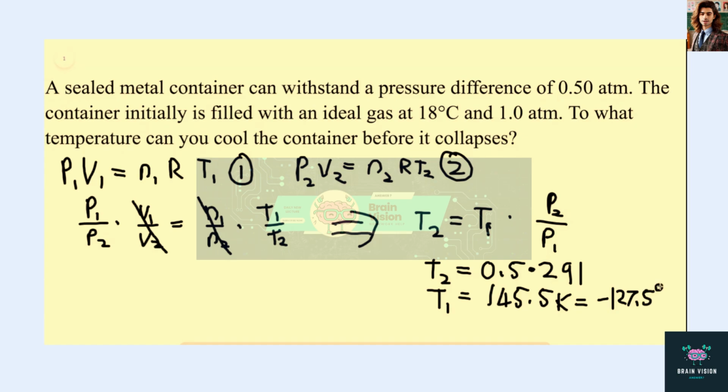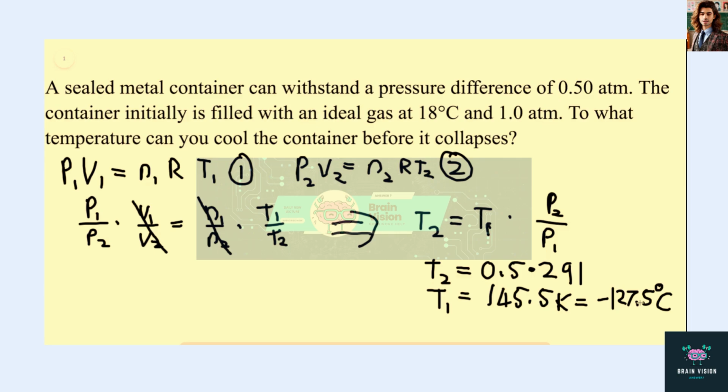And that is equal to minus 127.5 degrees Celsius. I believe there's a mistake in the answers in the textbook, where the answer is given by minus 126.4 degrees Celsius. I don't know where they get that from.